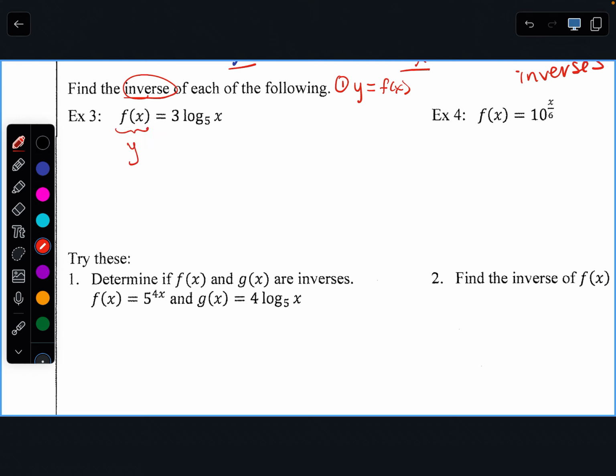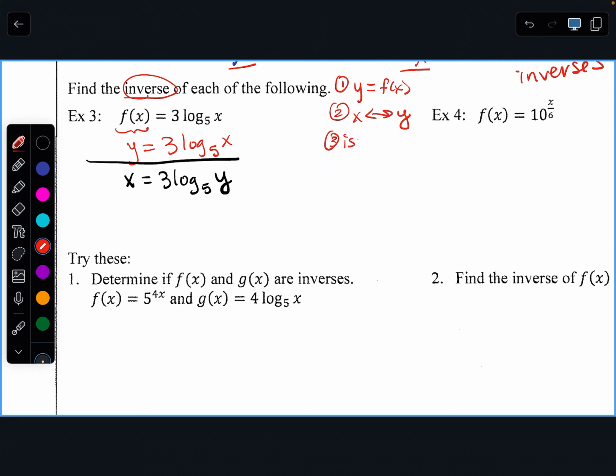The second step is we're going to swap the x for the y. So wherever you see y, we're going to replace it with x. Wherever I see x, I'm going to replace it with y. So to find the inverse here, I'm going to say x equals 3 log base 5 of y. Step 3 is you're going to isolate the y.